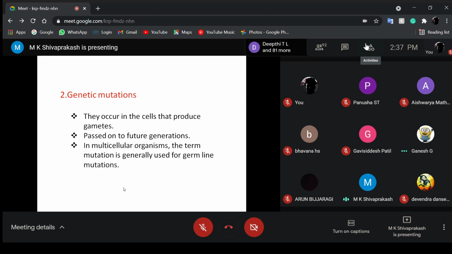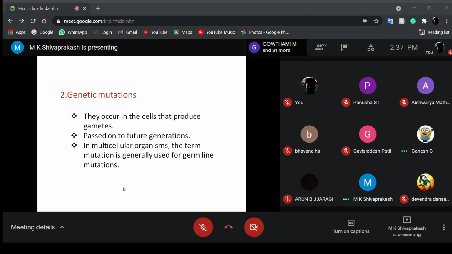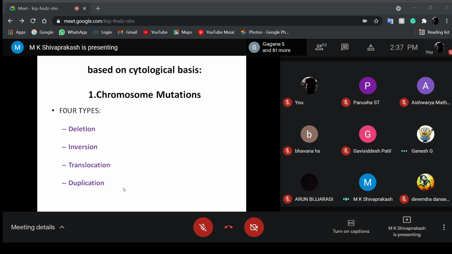Then the genetic mutation or germline mutation occurs in the cells that produce gametes and is passed on to future generations. In multicellular organisms, the term mutation is generally used for germline mutations in the higher organisms. And based on the cytological basis, we classify mutations into chromosomal mutation.